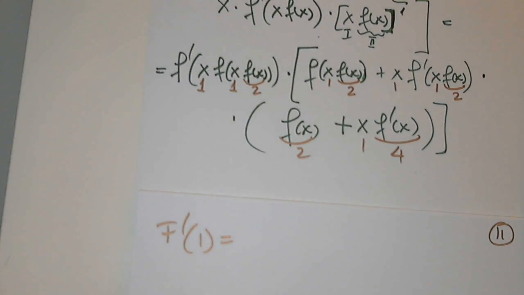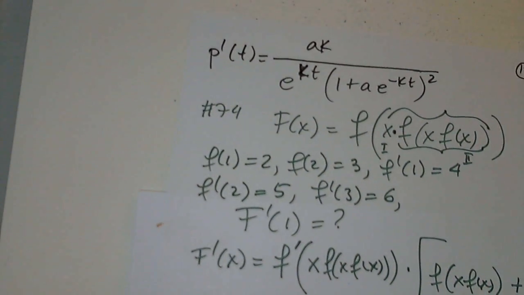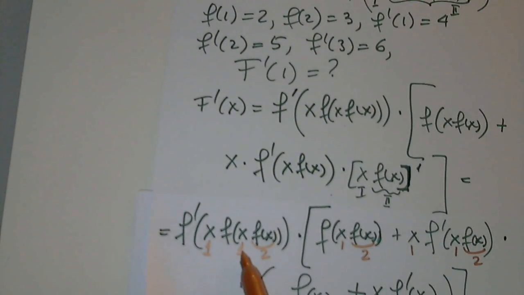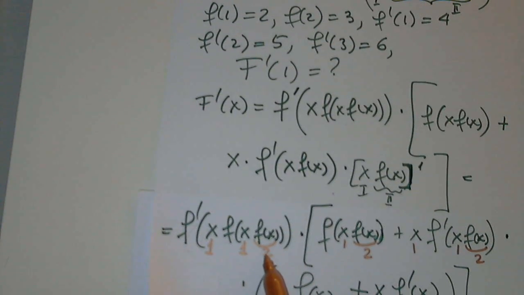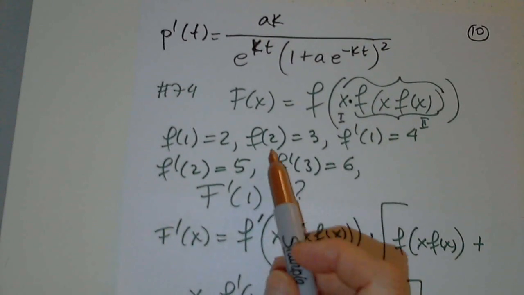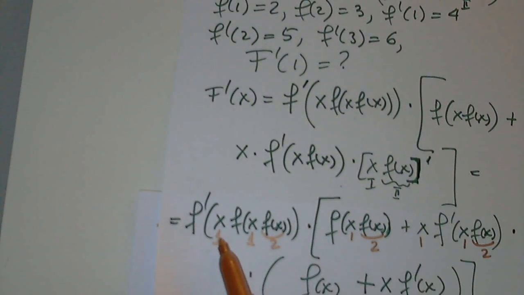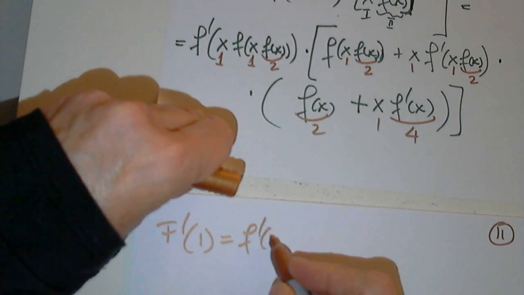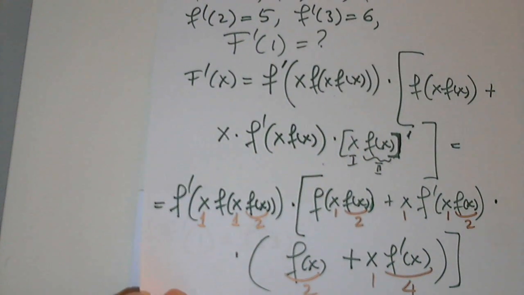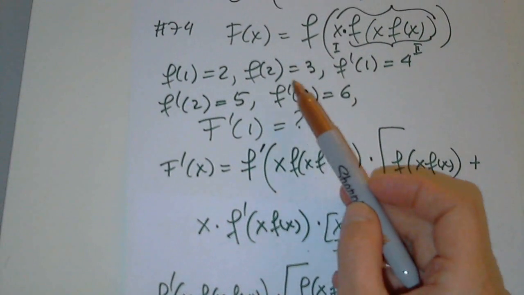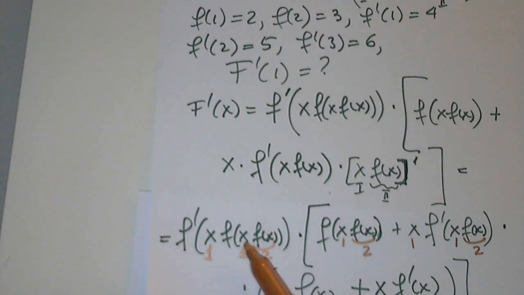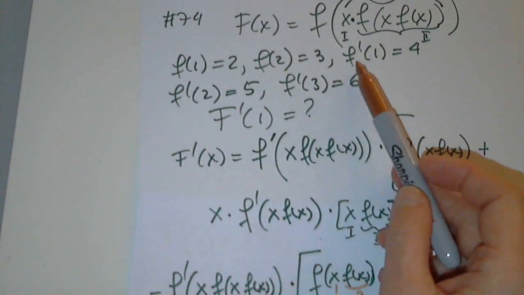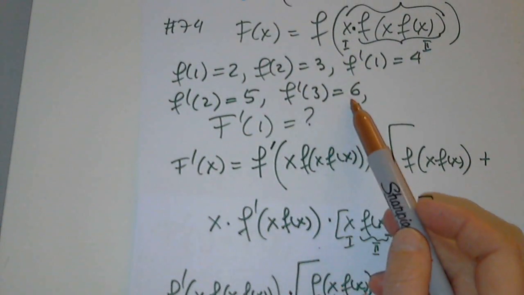Okay, so say it again. X is 1. So how much is 1 times 2? 2. How much is f of 2? F of 2 is 3. So 3 times 1. So this is f prime of 3. So this is 1, this is 2, so this is 2. F of 2 we're given is 3. And 3 times 1 is 3. So then f prime of 3.